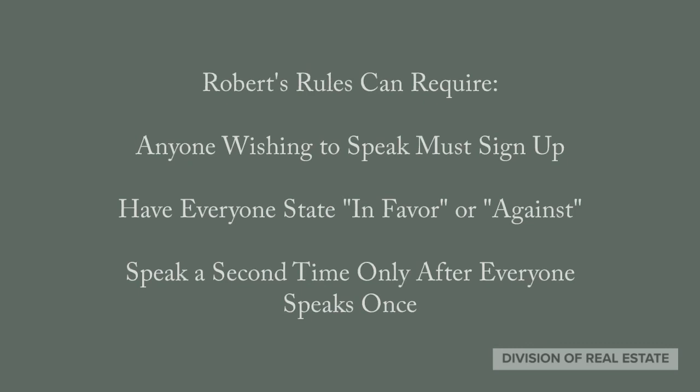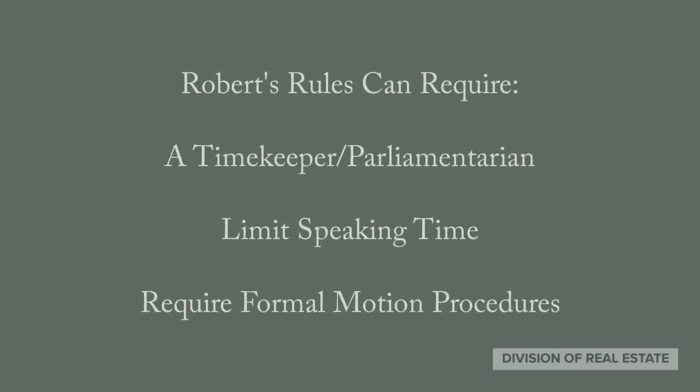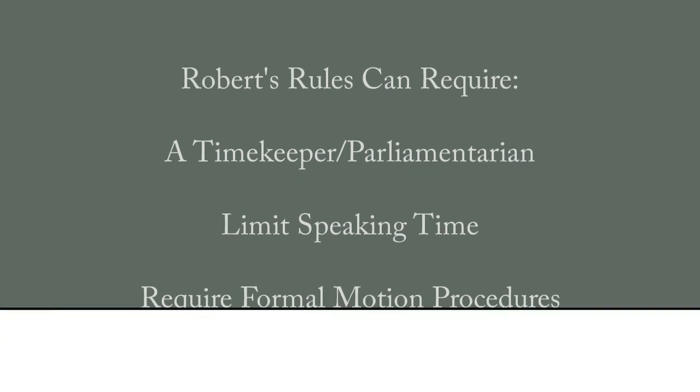Robert's Rules of Order can also allow for a timekeeper or parliamentarian who can be in charge of time limits for speakers and to make sure that speakers stay on the issue at hand. It can limit the length of time that an individual is allowed to speak on an issue, for instance 2 to 3 minutes. It can also require formal motions and seconding of motions, as well as properly amending those motions.